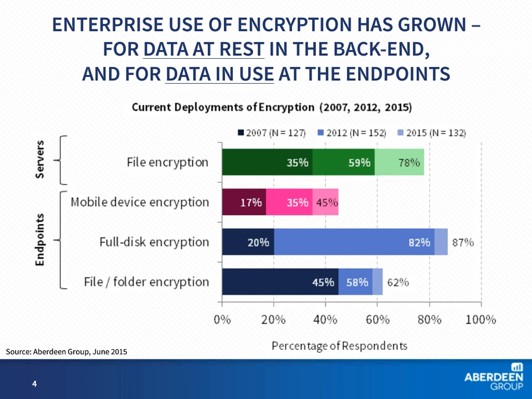At the endpoints, there are different types of encryption that I'm highlighting here. If you look at the type of encryption file folder at the very bottom of the chart, back in 2007, it was 45%. In 2012, it had grown to 58%, and this year it had grown slightly more to 62%. But also staying within that endpoint category, you'll see that what we found in these snapshots of our benchmark studies is that full disk encryption had grown quite a bit from those early days of 2007, just 20%. A big jump by 2012 to 82%, and then even incrementally a bit more here in 2015, up to 87%.